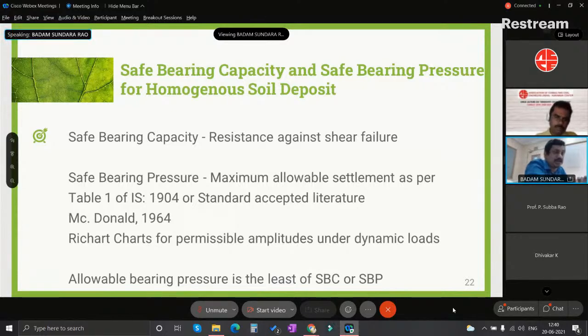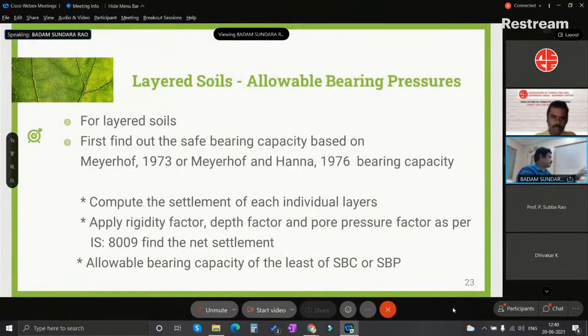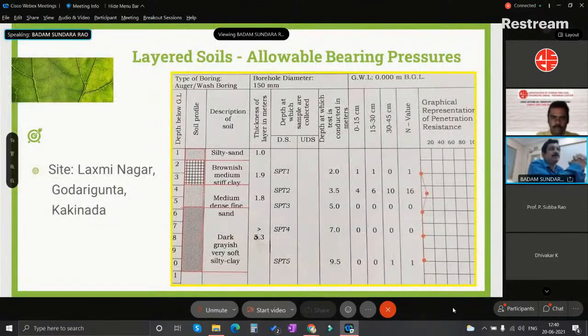And the understanding of SBC and SBP, we already discussed this point. This computation of the settlements is much more important. I'm skipping this for the sake of time. Yeah. This is a case study.